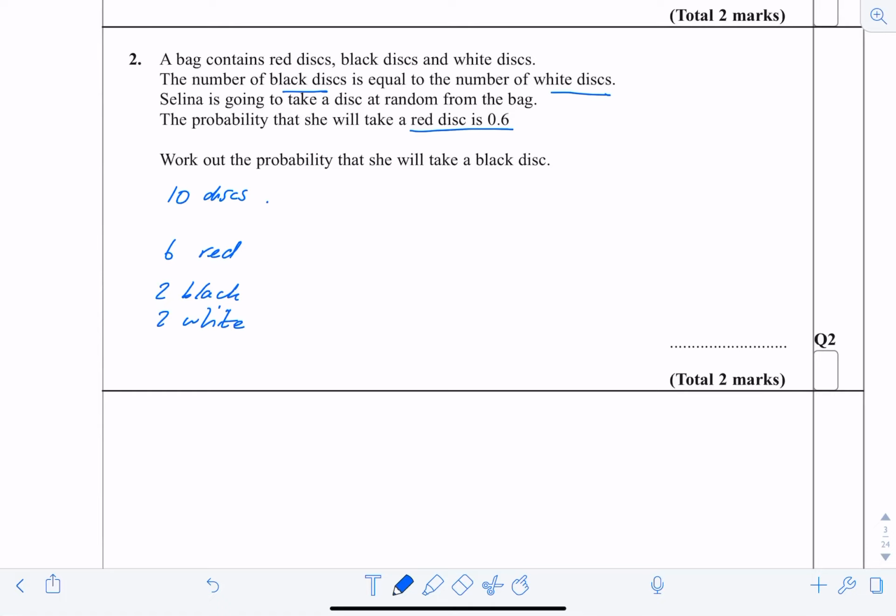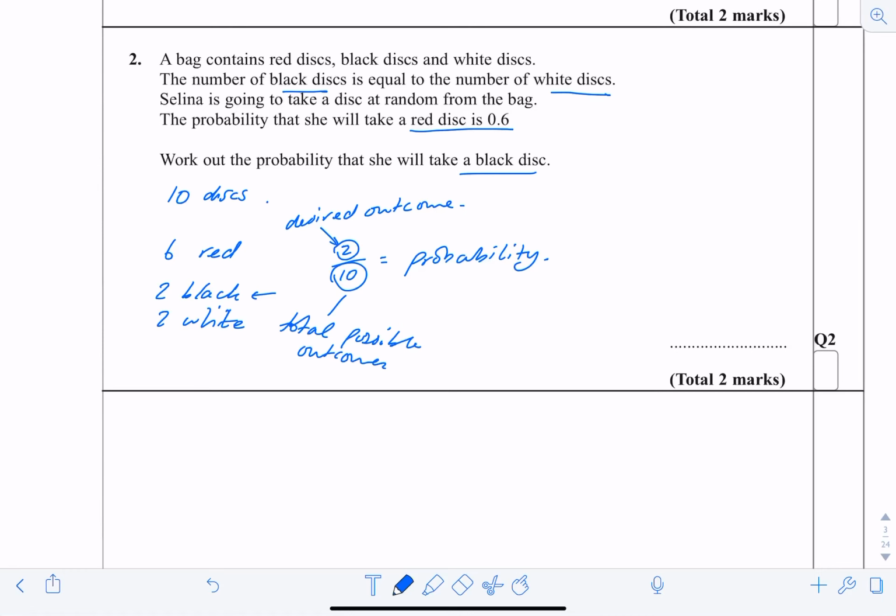Okay, so if you look at the black discs, which is what we're trying to work out the probability of, there are 2 in 10 black discs, and that equals the probability. So to work out probability, you take the number of ways possible to get your desired outcome, divided by the total possible outcomes.